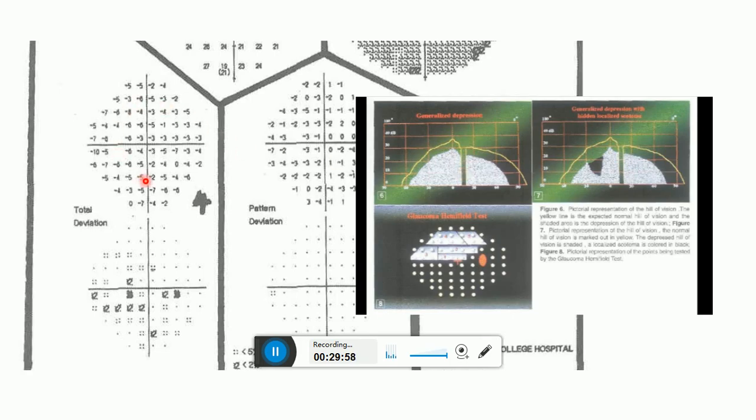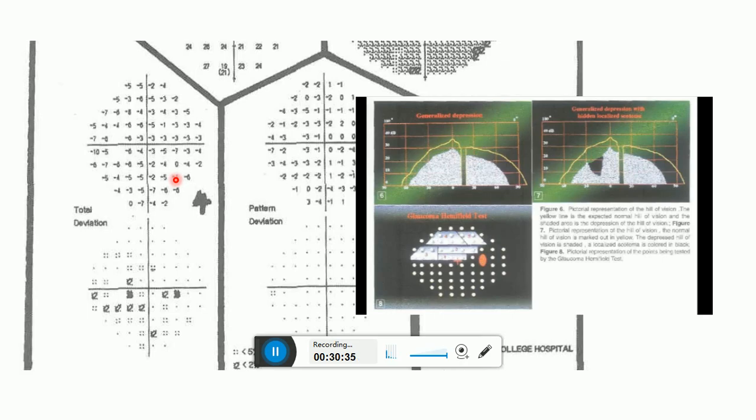So this is the total deviation plot. In other words, the total deviation plot draws our attention to any overall sinking of the hill of vision. This overall sinking of the hill is usually caused by media opacity such as cataracts, corneal opacity, refractive errors, or miosis. Rarely, this can be the sole manifestation of glaucoma. The shaded area in the total deviation plot highlights the overall sinking of the patient's vision as compared to age-related normal.